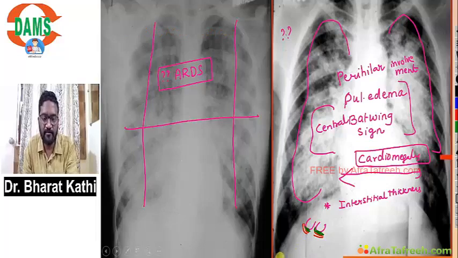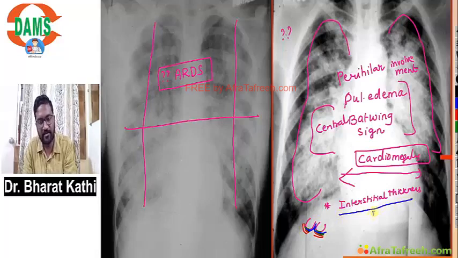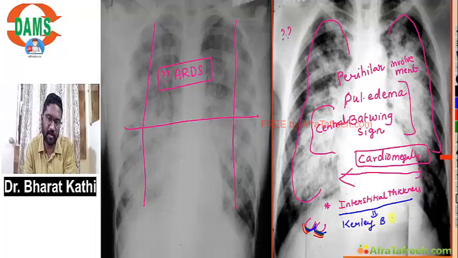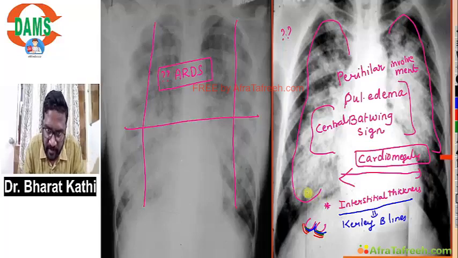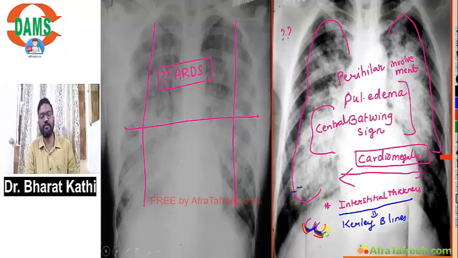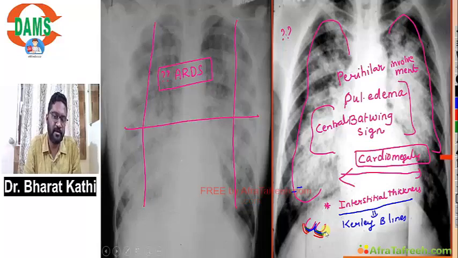So generally fluid first goes from the capillary into the interstitium. Once it goes into the interstitium, there will be interstitial thickening. This interstitial thickening will appear like Kerley B lines. If you notice here near the vasculature, you can see some transverse lines. Here it is not visible actually. So Kerley B lines happen when there is fluid in the interstitium. So it is interstitial septal thickening.